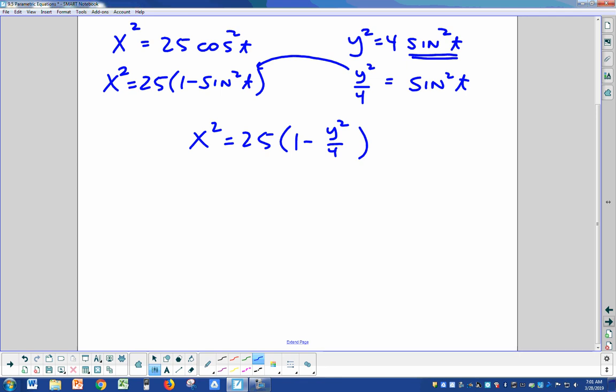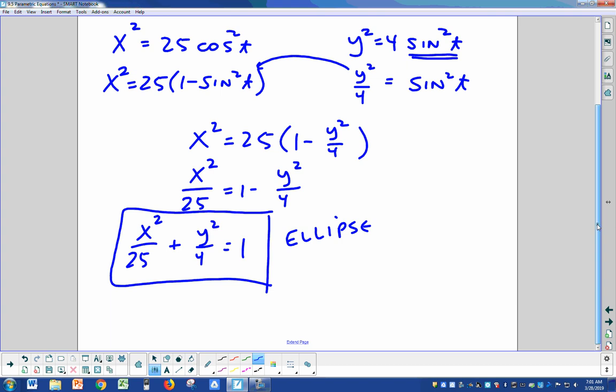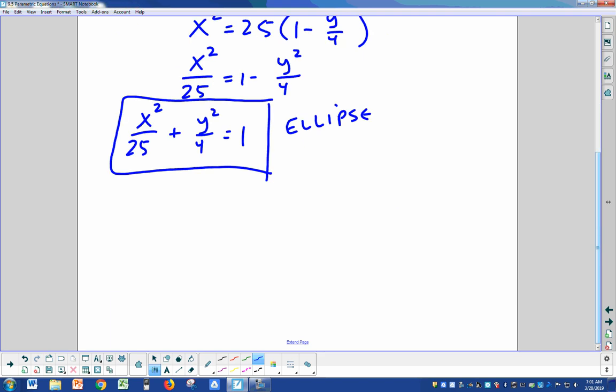I'm going to divide by the 25 on both sides, get x squared over 25 is equal to 1 minus y squared over 4, and bring the y squared over 4 to the left-hand side. I now have x squared over 25 plus y squared over 4 is equal to 1. I'm going to box that. That is an ellipse. We've seen this before. So in this case, this is a very simple ellipse. It's one that has a center at the origin.